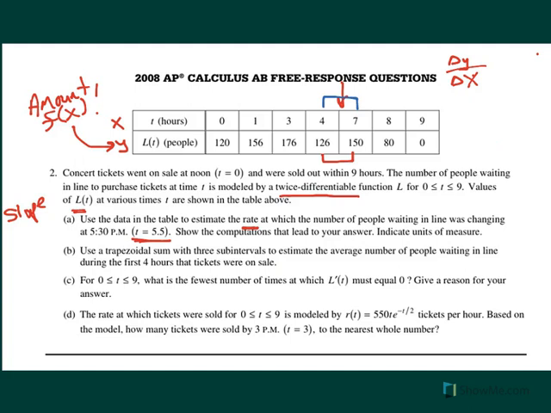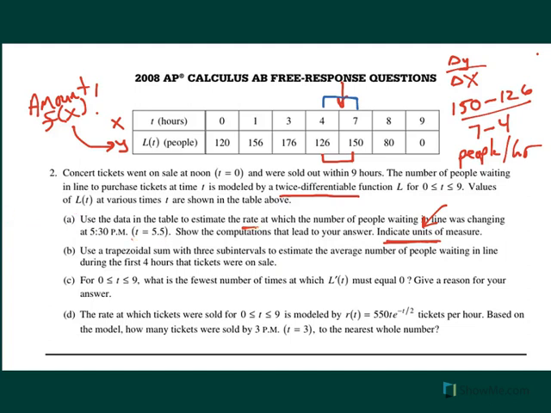So we can put in the numbers: 150 minus 126 over the change in the x's, 7 minus 4. And they did want the units on this, so indicate the units of measure. If you're doing the change in people compared to the change in hours, change in y compared to change in x, then that's going to be people per hour, which are the units they are looking for. And let's clear this and go look at part B.